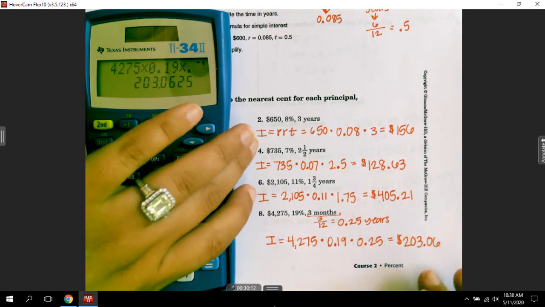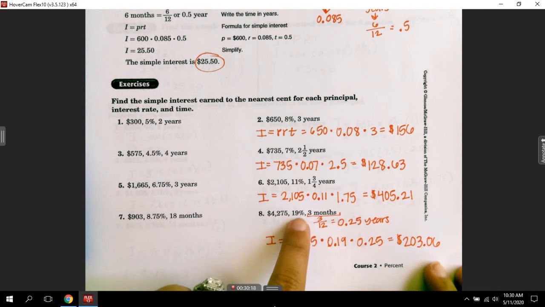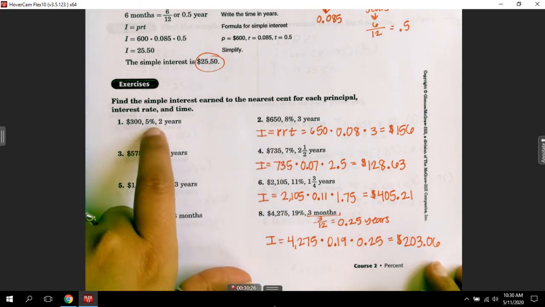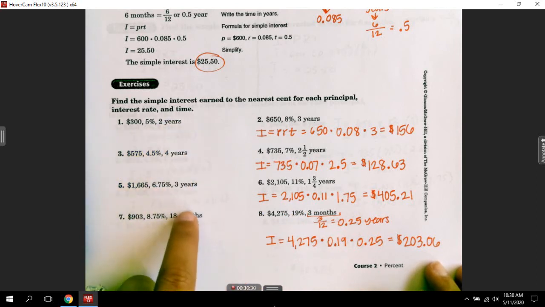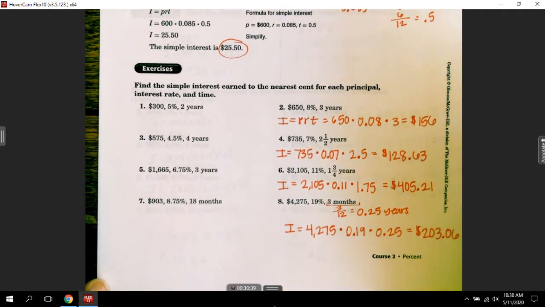So remember to change your rates, your percents, to decimals, and then change your months to years. Okay, so you can't just go through and plug all this in your calculator and multiply. You've got to change your percent to a decimal, and if it's in years, keep it, but if it's in months, you're going to have to change it, okay? So I'll just go ahead and do number 7 too, because it is 18 months. I know that might trip you up a little bit.